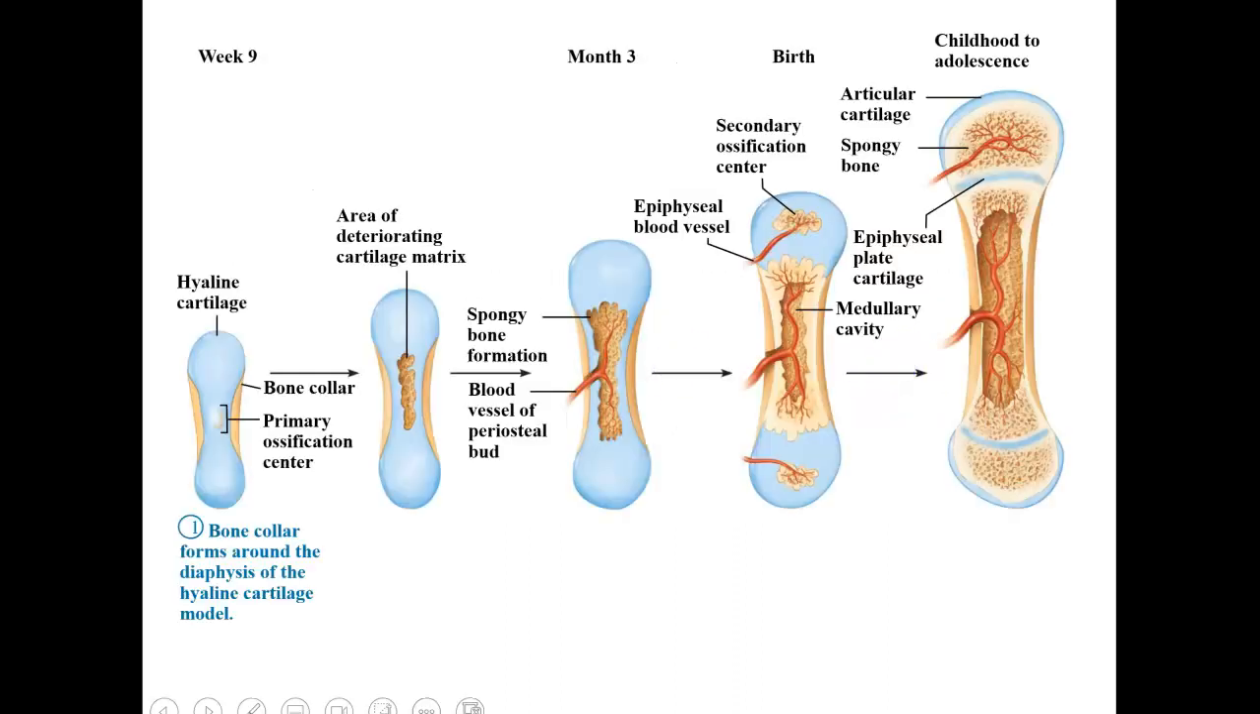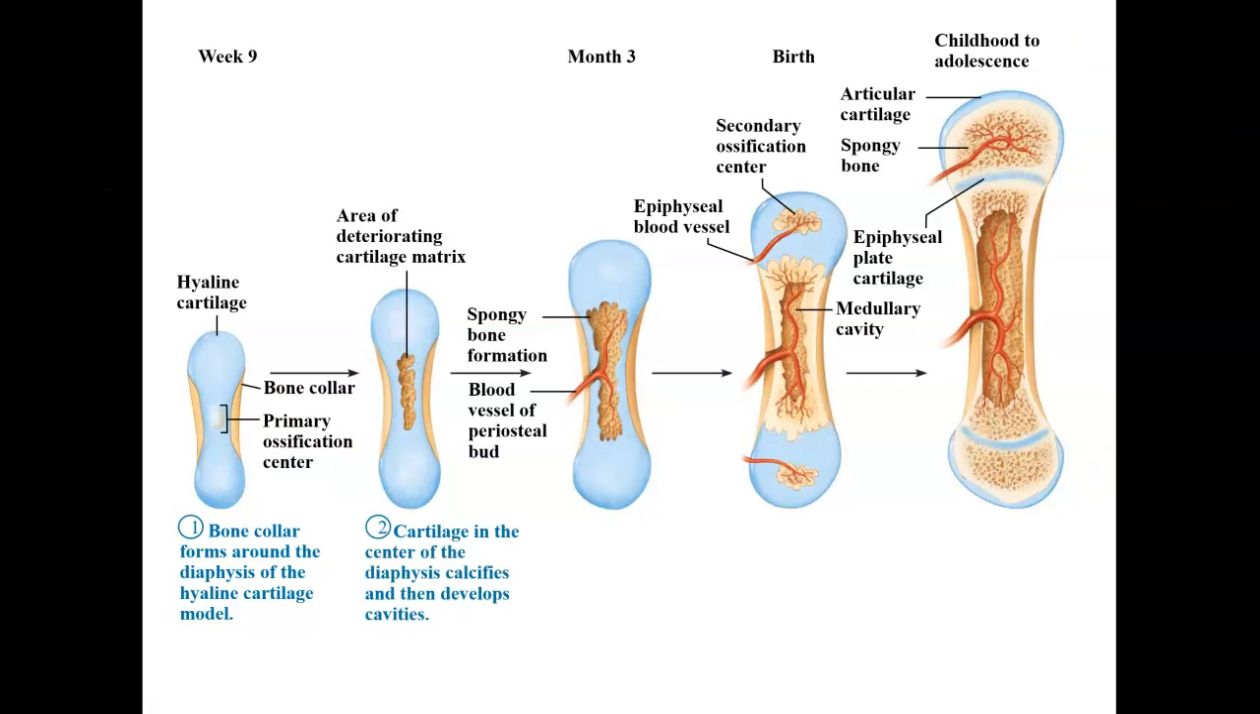And so we can look at this picture. First, what starts to happen is that it's all made of hyaline cartilage, and you're going to see that primary ossification center right here start to form. And so that bone collar is what is referred to on the edge here. It's going to form around the diaphysis of the hyaline cartilage, and then in the center, you're going to have that primary ossification start to occur.